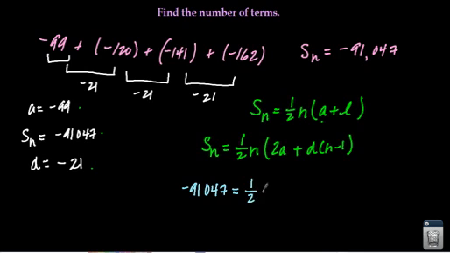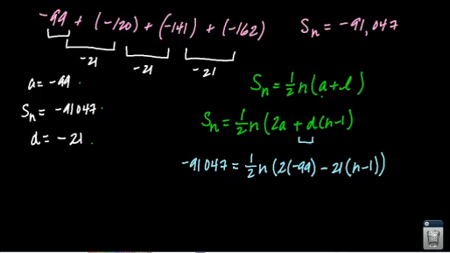That equals half times n, which I don't know, so I'm leaving it as n. 2 times, I do know that a is negative 99 because that's my starting value, my first term's value. My common difference here is negative 21, okay, times quantity n minus 1. I don't know n, so it stays like that.